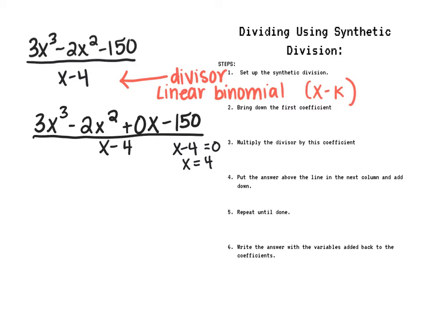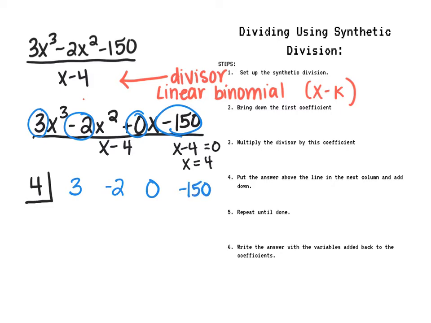So we're going to take that 4. I'm going to put it in a little box. I know that's the one I'm going to reference. And then I'm going to bring down my coefficients for each piece. So when I'm looking at my coefficients here, I have the coefficient 3, I have the coefficient -2, 0, and -150. Okay? So I'm going to basically do some multiplication and addition, and we're going to repeat the process over and over again.